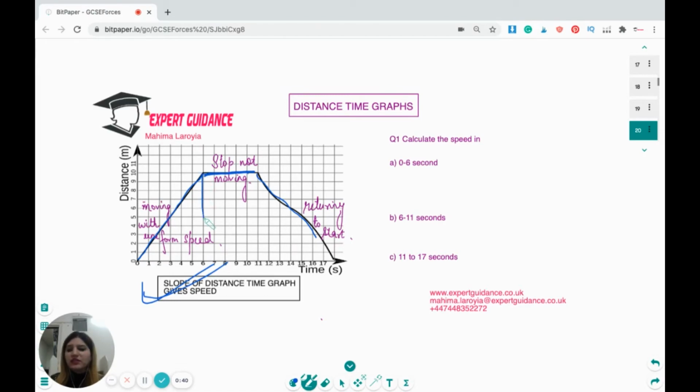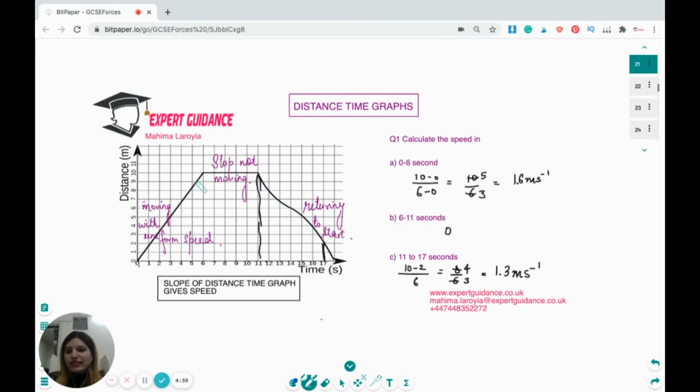How do you work out the gradient of the line? You take the difference between any two y points divided by the difference between the x points to work out the gradient. Okay, so now we will have a look at a distance time graph question, and we'll see how we'll work that out. Okay, so we will have a look at this question where we need to calculate the speed from 0 to 6 seconds. That is the straight part of the graph. Calculate the speed at 6 to 11 seconds, that is this part of the graph, and 11 to 17 seconds. Okay, so you can have a go at this, pause the video, and then come back to check the answer.